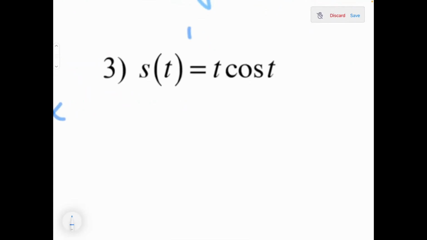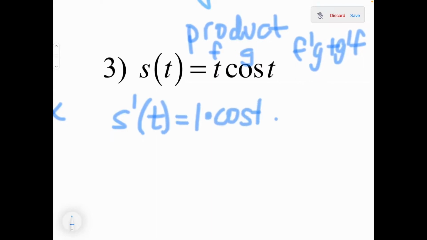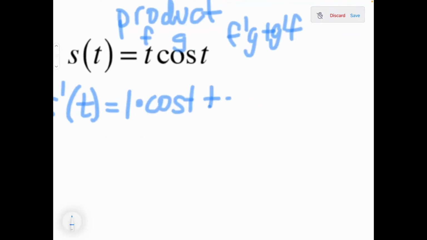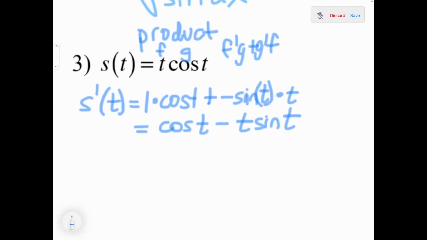Number 3 would be product rule again, because we have t, which would be our f. We got cosine, which would be our g. So we're looking at f prime g plus g prime f. Derivative of t is just 1. So we get 1 times cosine t plus derivative of cosine is negative sine of t times t. We can't really multiply the t's together there because this t is the angle of the function. This other t is not. So we end up with cosine t minus t sine t. We normally write the variable in front if it's being multiplied.